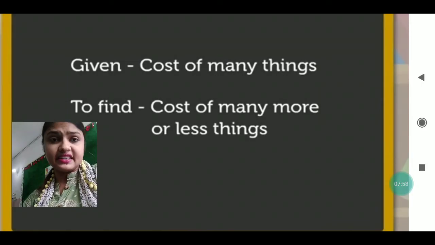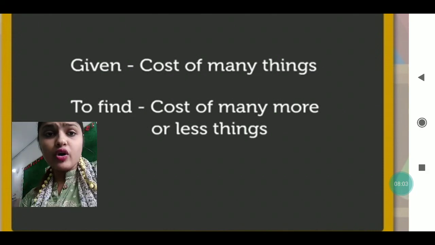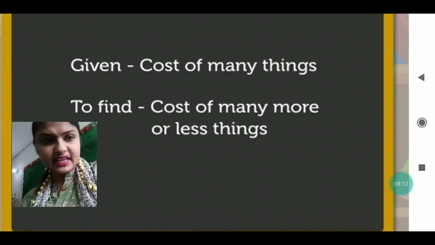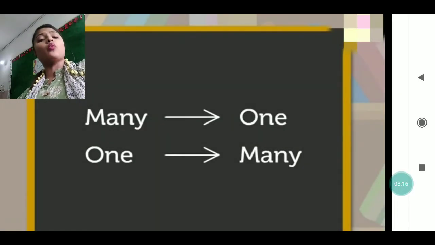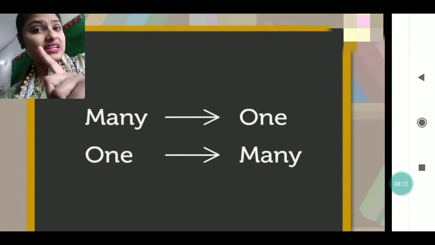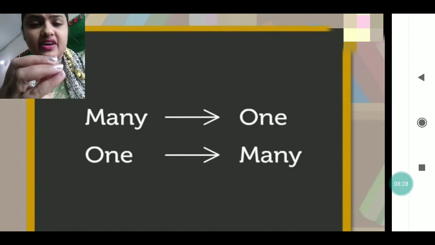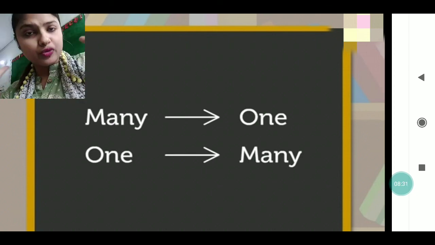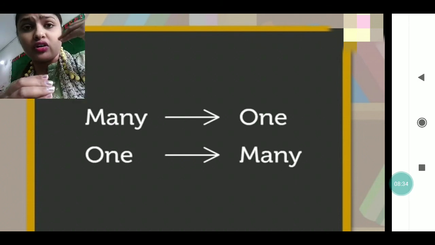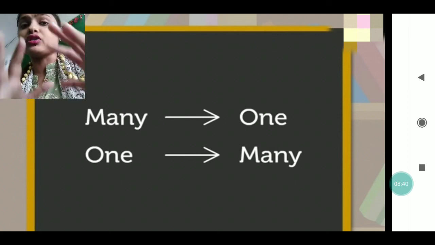Now just see what is written. It is written: given the cost of many things, find the cost of more or fewer things. Now just see, many, one, many. If many are given, you have to find the cost of one. If one is given, you have to find the cost of many. Same thing. Like if the cost of one unit is given, you find the cost of so many units. If the cost of many is given, we find the cost of one unit by dividing. If the cost of one unit is already given, you can multiply and find the cost of so many units.